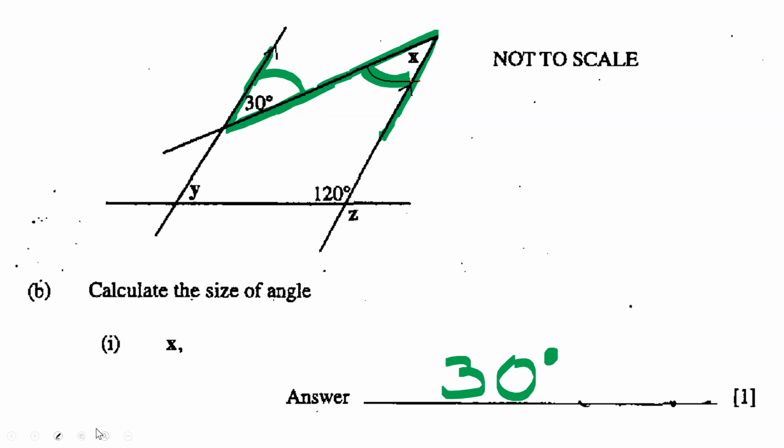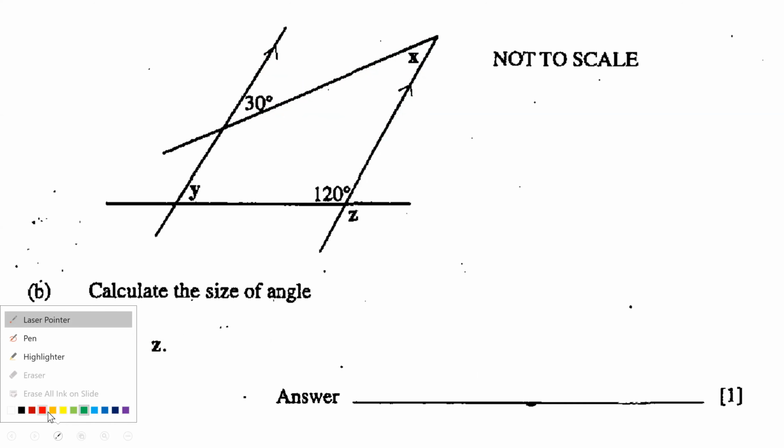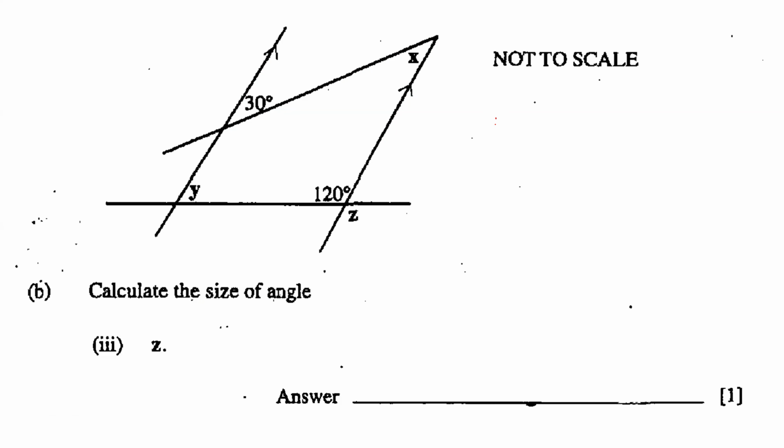All right, let's move along. Let's go on to question B II. Here they want us to figure out the size of angle Z. No, angle Z is for B III. So where is B II? I do not have B II shown here, but let's do B II. For B II, they want us to figure out the size of angle Y.